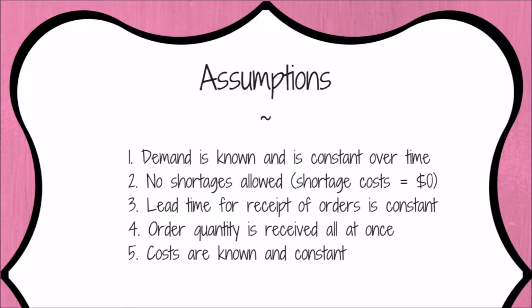The first assumption is that demand is known and is constant over time. The second assumption is that no shortages are allowed, which means that shortage costs should and must be $0. The next assumption is that lead time for receipt of orders is constant, and lead time is the time between an order being placed and the order being received. The next assumption is that order quantity is received all at once. And finally, the last assumption is that costs are always both known and constant.